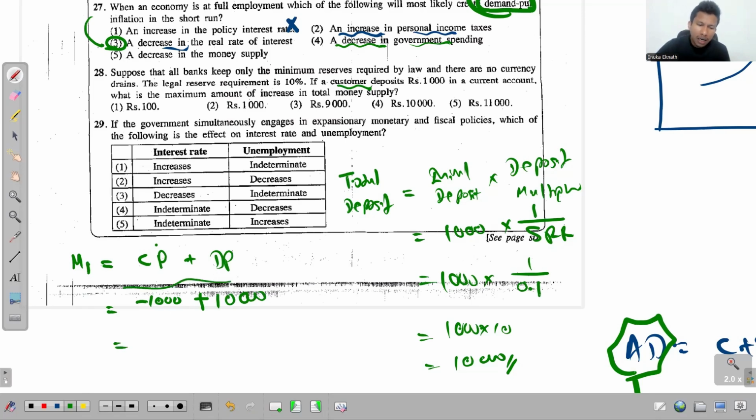So ultimately the money supply, which is the total of these two components, gets increased by how much? It gets increased by 9,000. So the answer for this question 28 is the third one. Right. Now look at this question 29.